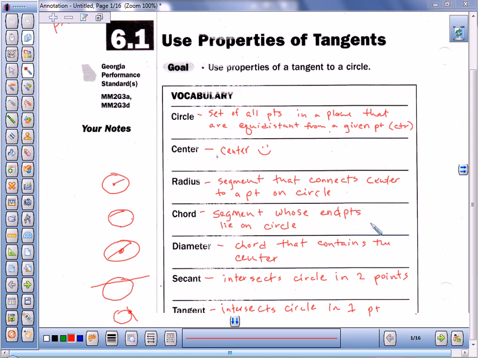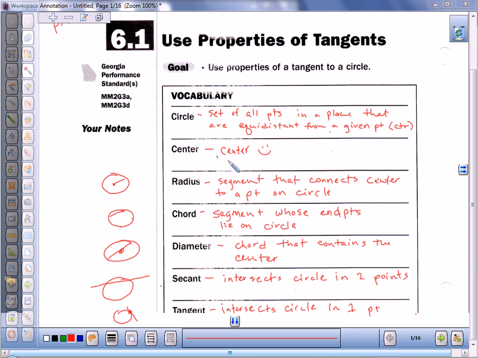Okay, so if you'll take out your purple note-taking guides, we're going to talk about circles today. Now, some of these definitions we've already looked at, so you may already have some of these definitions, but let's talk about them. So the first one is for a circle. A circle is the set of all points in a plane that are equidistant from a given point. And that given point is called the center. So that pretty much defines both of them.